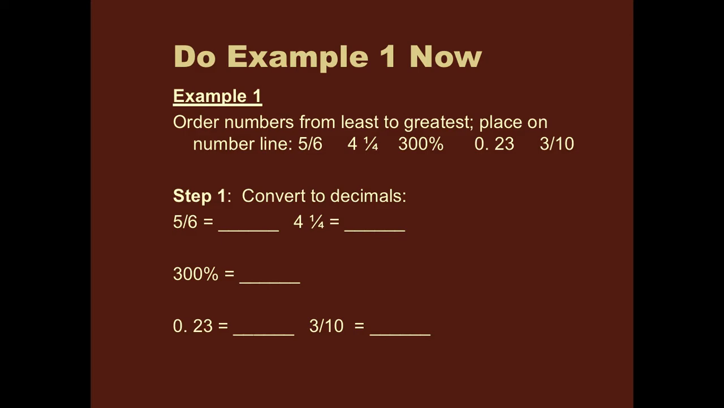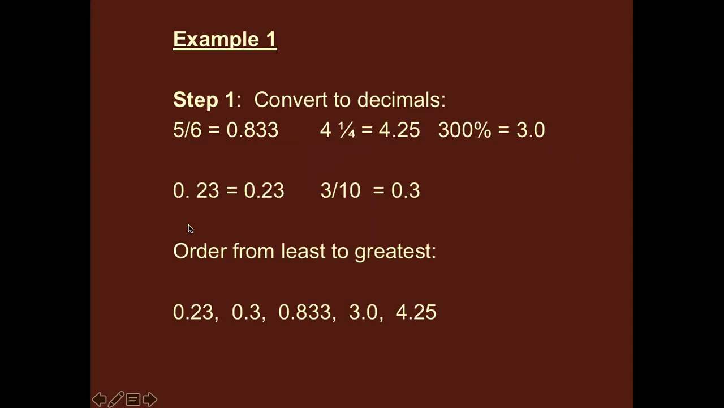Now let us do the second example. We have to again arrange them from least to greatest. The numbers are 5 over 6, 4 1 over 4, 300%, 0.23, and 3 over 10. So let us change them. 5 over 6, when we divide it, we get 0.833. 4 1 over 4 is 4.25. 300% is 3.0. 0.23 is already in decimal form, so we'll write it as it is. 3 over 10 changes to 0.3.